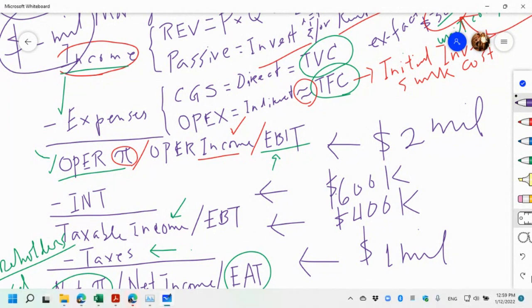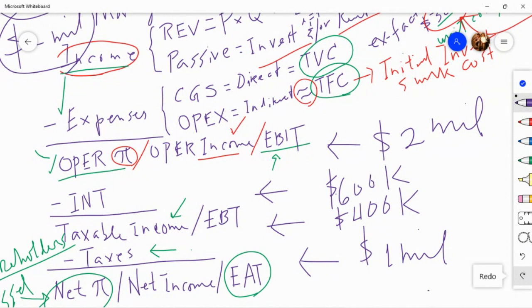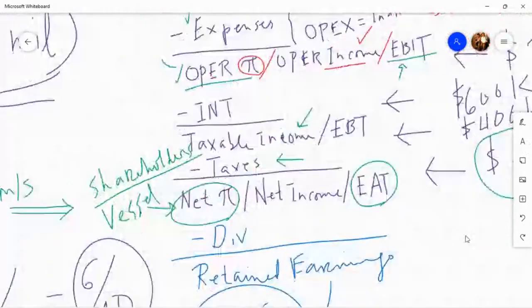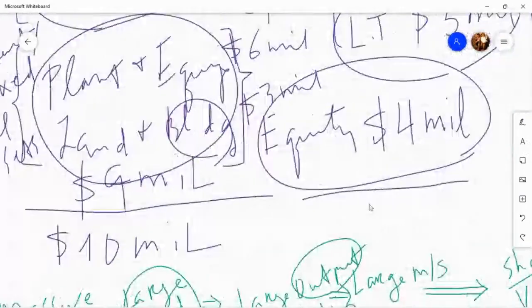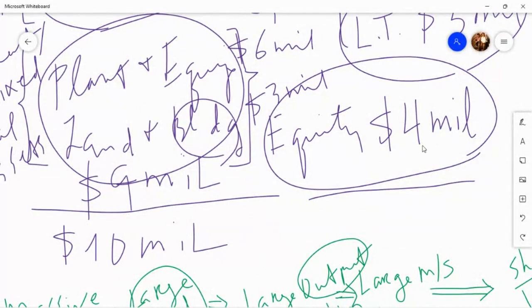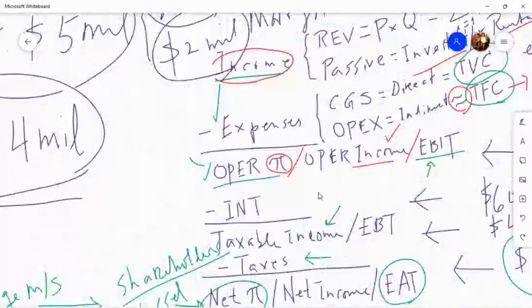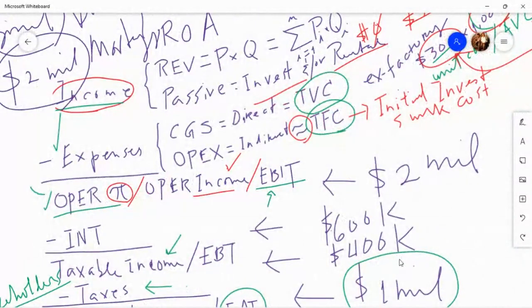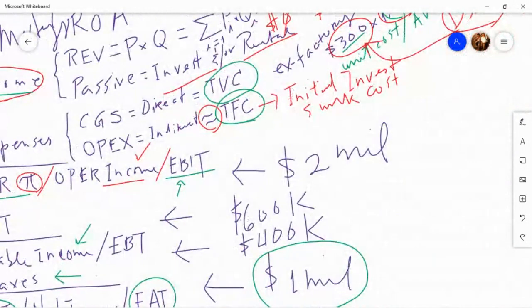Now, this is the final fruit, the final outcome of the workings of these $10 million total assets. Does that make sense? This 1 million is the final outcome of this $10 million total assets. Also, it's the final outcome of this $4 million equity. Makes sense from the stockholders' and owners' perspective, right? If this is the final product, this is like the intermediate or initial outcome.